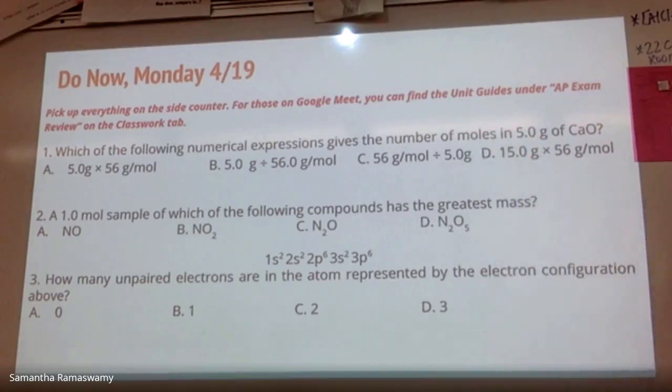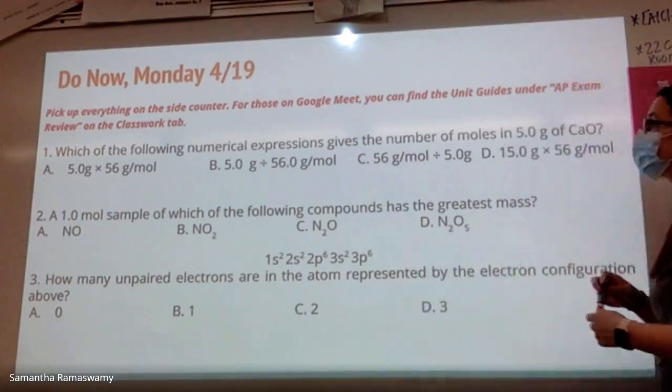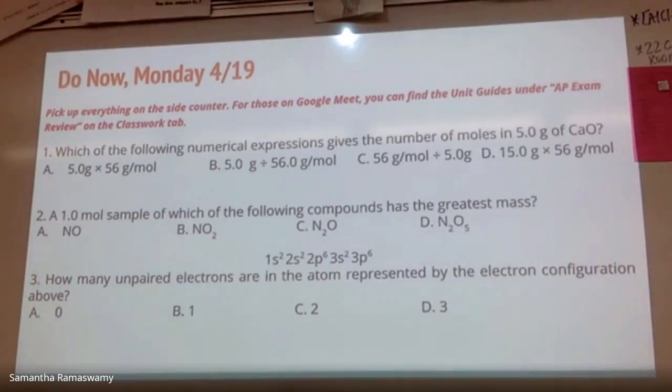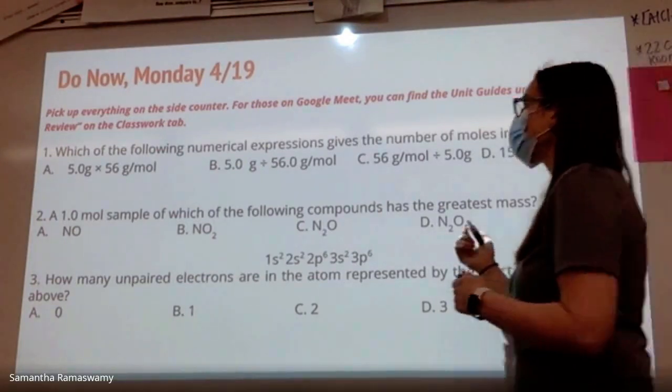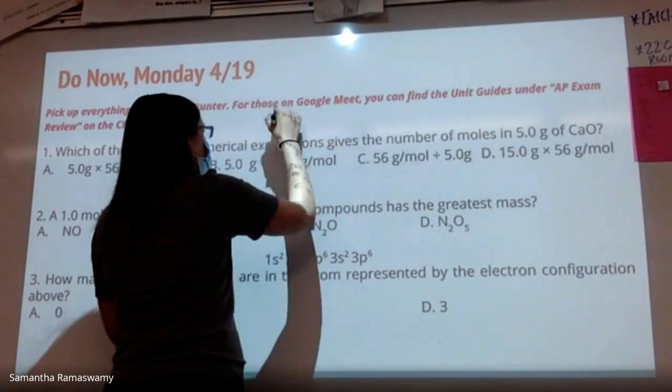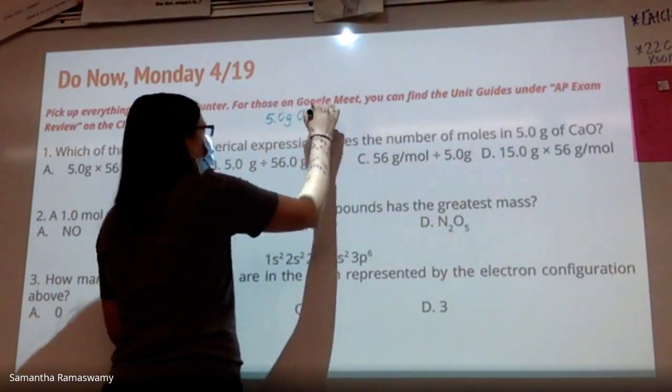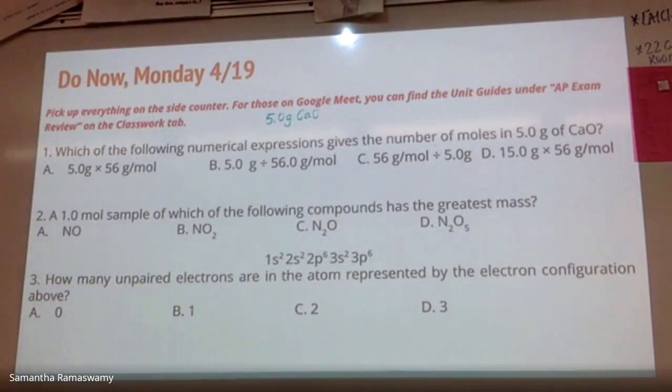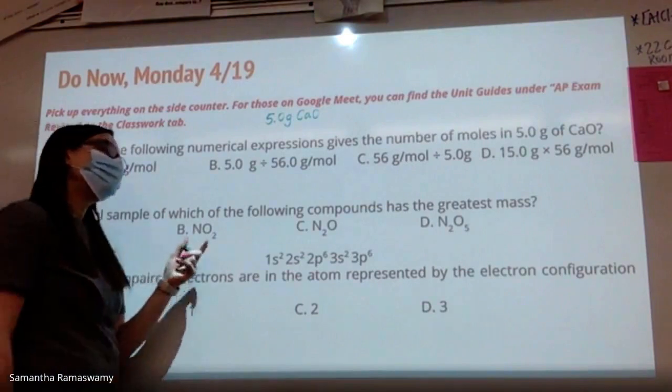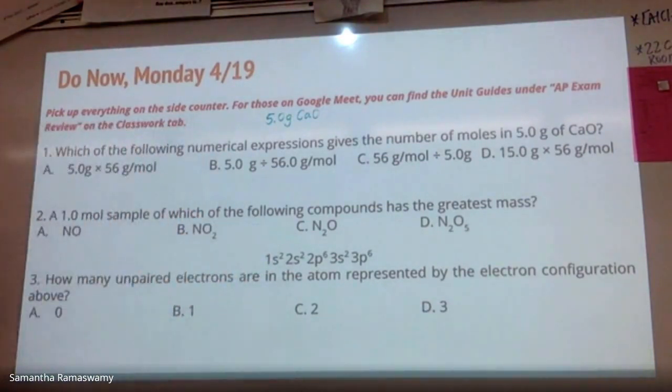But you can see in number 1, this was a math-based question, but notice how you didn't actually need to solve. So this says, which of the following expressions gives the number of moles in 5 grams of calcium oxide? So your given information was 5.0 grams of calcium oxide. And it wants to know, how can we calculate moles? So what I recommend doing, if you have a multiple choice question that is math-based, do the work first. Do the work and then see which of the answer choices matches what you wrote out.